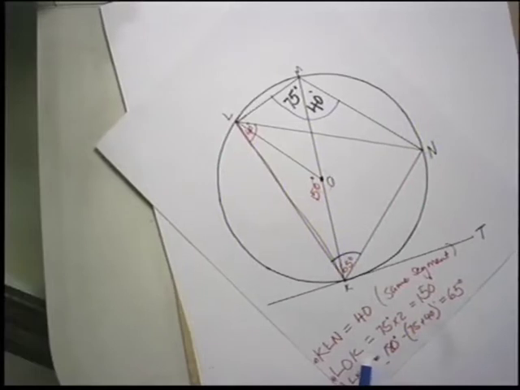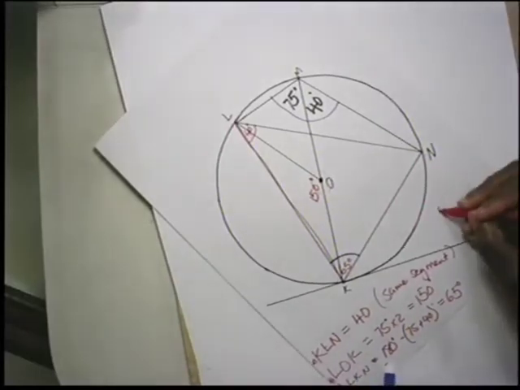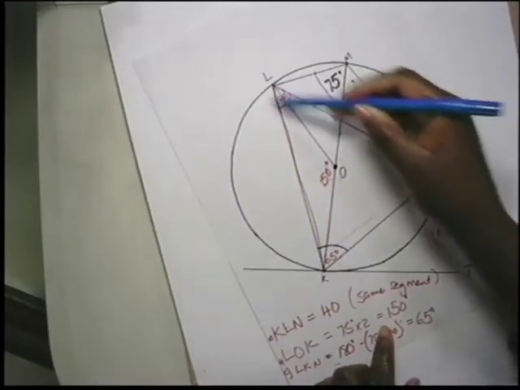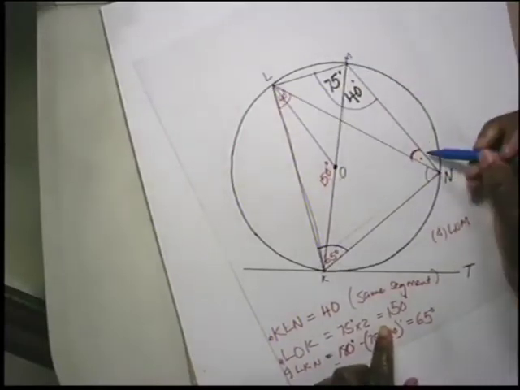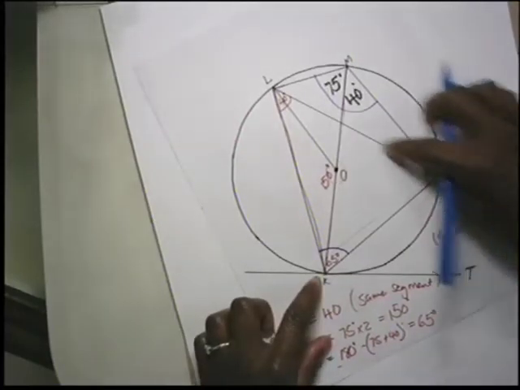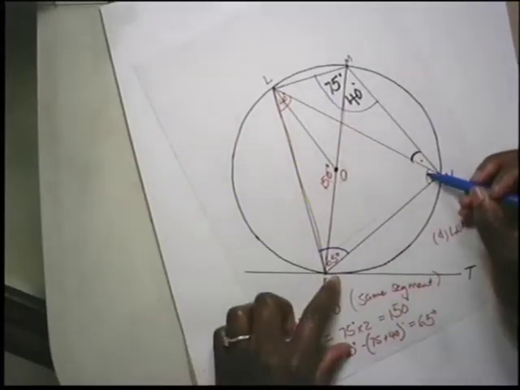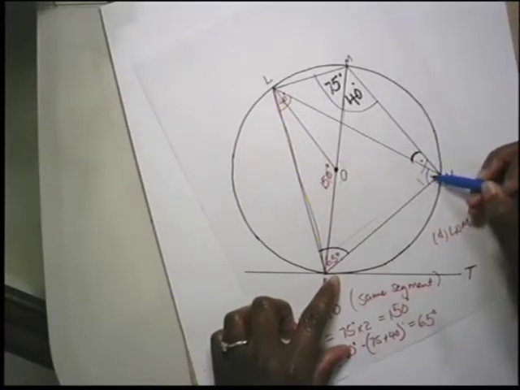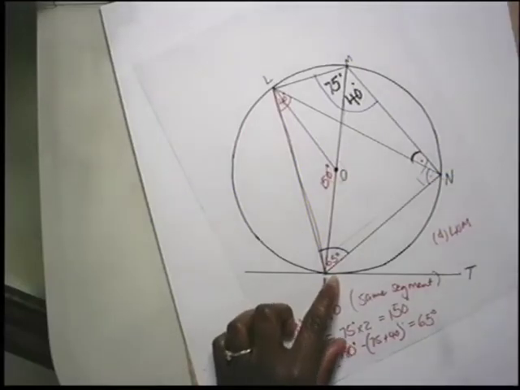Okay, let's move on to D. So then let's look at D. D is asking to work out angle LNM. LNM, this is the angle that you are calculating. So to get this angle, let's work out this angle first, because we know that the whole of this angle is 90 degrees. Let's work out this angle first inside, then from there we subtract it from 90.